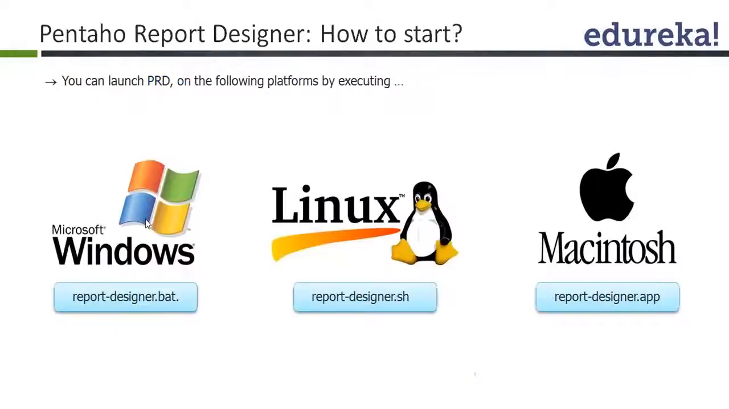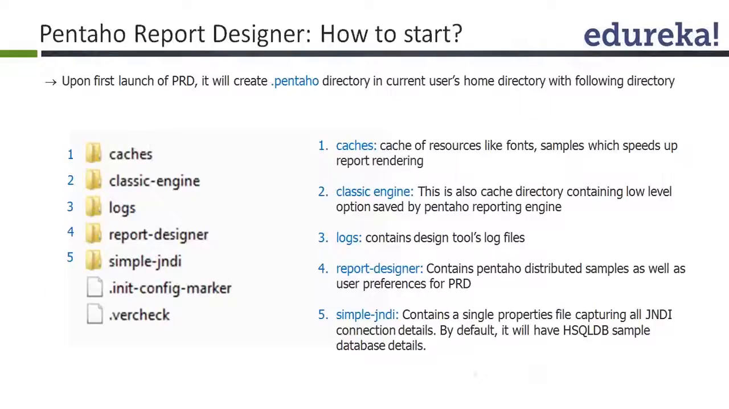So for Windows you will be using report-designer.bat. For Linux it will be .sh. For Macintosh they are distributing separately, and there you will find .app as a folder. So once you click, you can launch it. How to start? We have seen how to start. You just double click report-designer.bat and it will start.